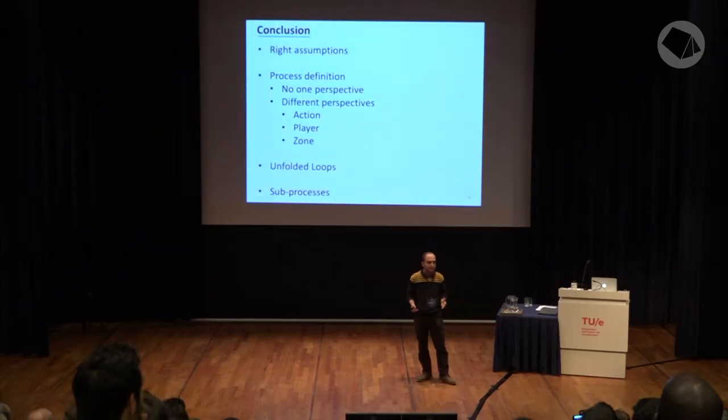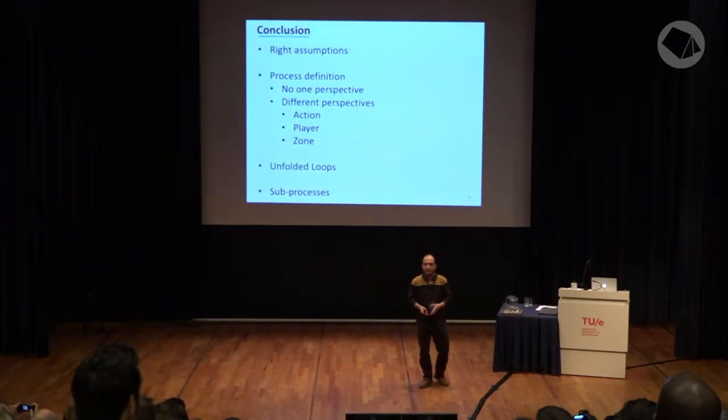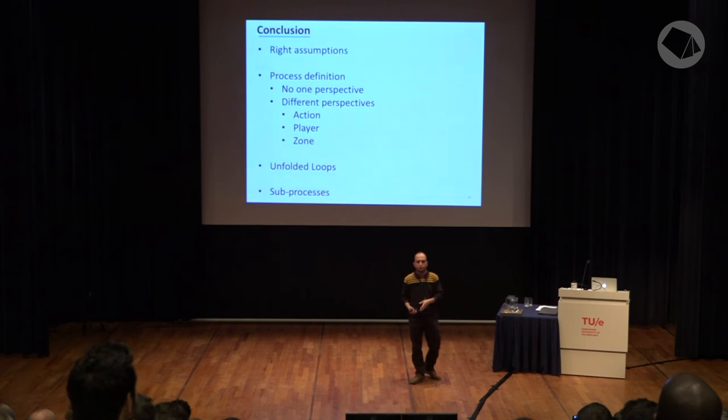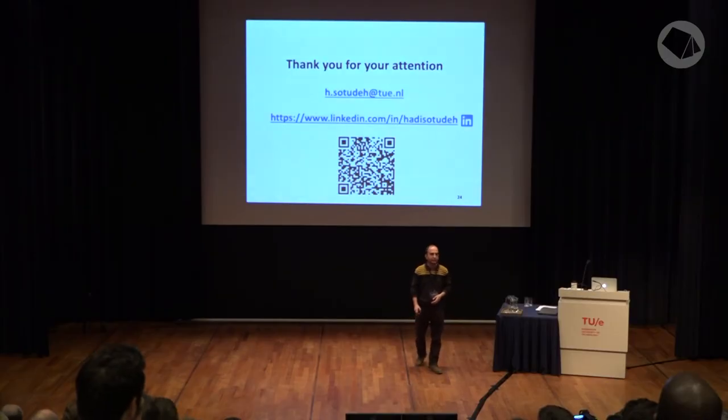Another lesson is that there is no one perspective. We had one data set, but we had action as our activity, we had a player as our activity, and we can take the zones as our activity. There is no one perspective. Maybe you put the data set into Disco and see it's a very complex picture, so you should try to simplify it. Maybe we use unfolded loops, a technique. We try to look for sub-processes to simplify the process that we have. And yeah, thanks for your attention and any questions.